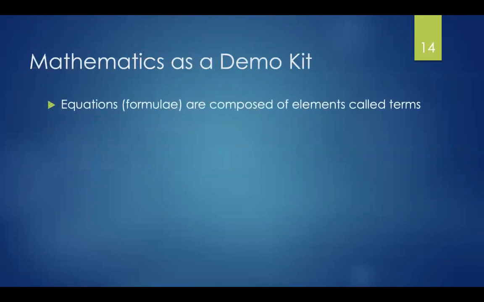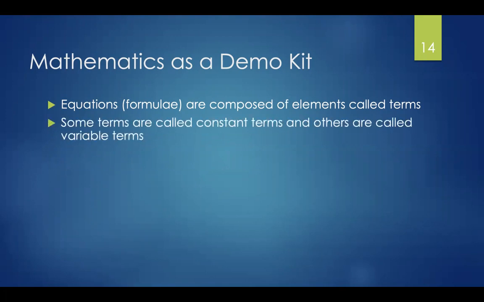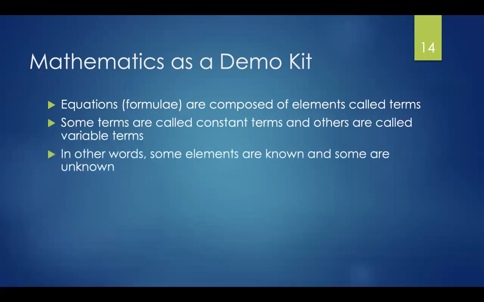We know that when you deal with equations or formulae, they're composed of elements called terms, correct? For the mathematicians. We know that some terms are called constant terms and some are called variable. When you deal with algebra, you're dealing with both types: constant terms and variable terms. In other words, some elements are known and some are unknown. Does that make sense? Right. So whenever you're given an equation to solve, you have to be given certain data in order to figure out certain data, correct?